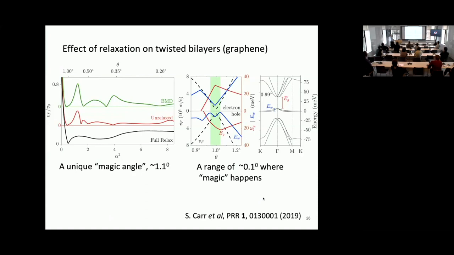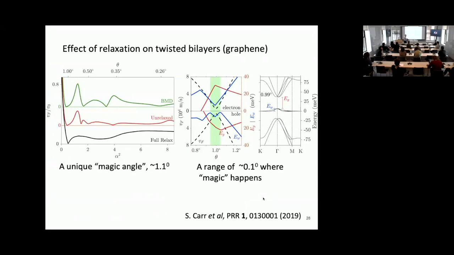Okay, this is a complicated plot. I'm going to try to describe it in words. Basically, this shows you that there are three important features of the flat bands. One is the width of the bands. The other is the slope here at the edges, the Fermi velocity. And the third is the gap between the flat bands and the other bands.